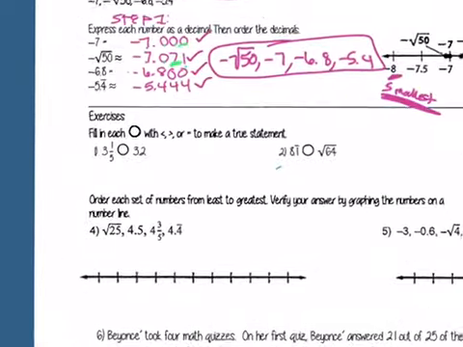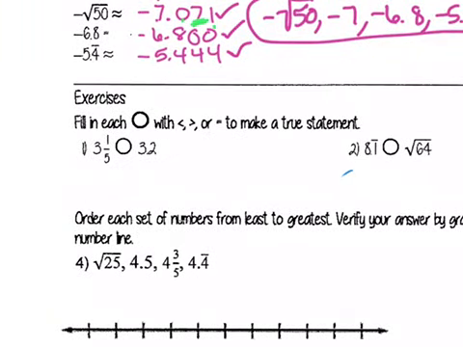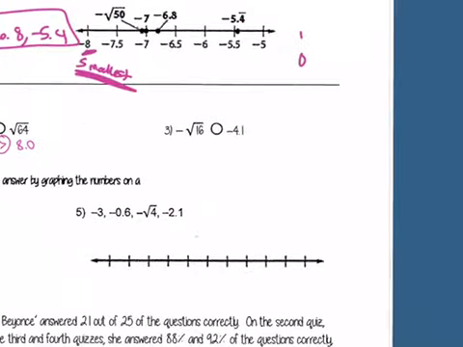So fill in each circle with less than, greater than, or equal to make the statement true. 3 1/5 compared to 3.2. In our calculator, you can do the alpha y equals and convert that to a decimal, and it should give you 3.2. 3.2, so they're equal. 8.1 repeating as opposed to the square root of 64, which is just an even 8. So that would make 8.1 greater.